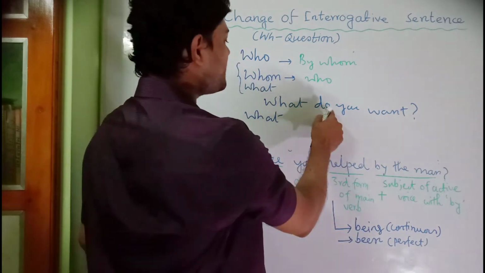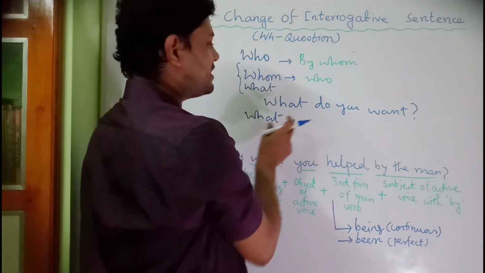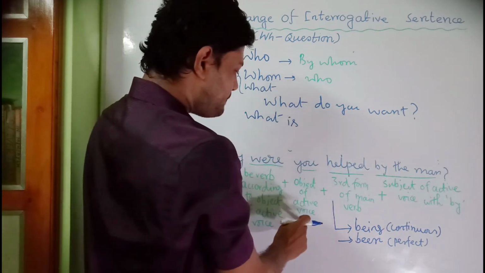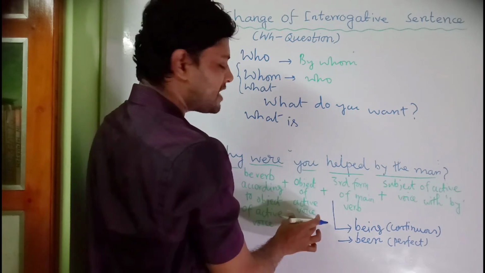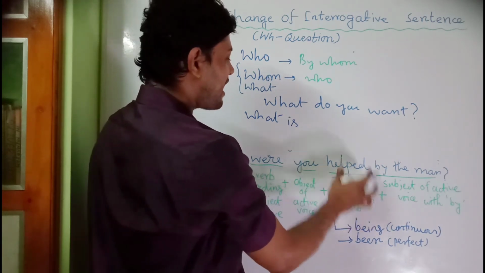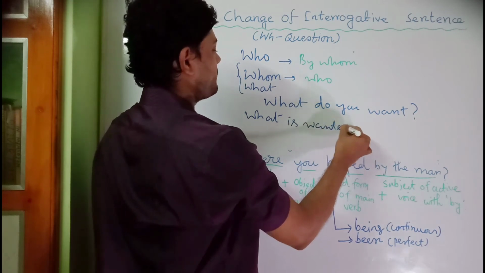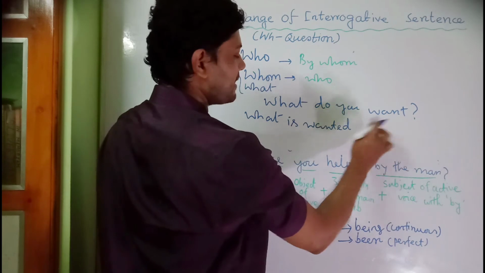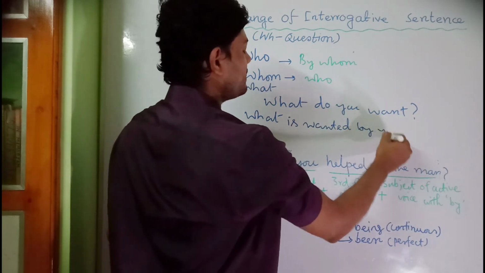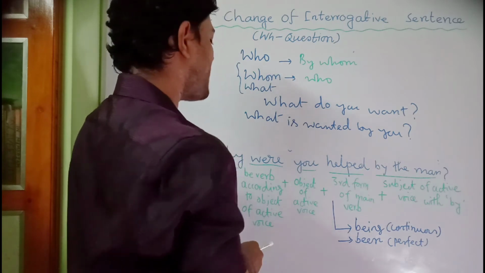So as it is present indefinite tense, it will be is. After that, this step will also be missing because there is no object. So we have to write the third form of the main verb, that means want. What is wanted? Then we know you is the subject here, so this step will be here, that means by you. So the answer here: what is wanted by you.